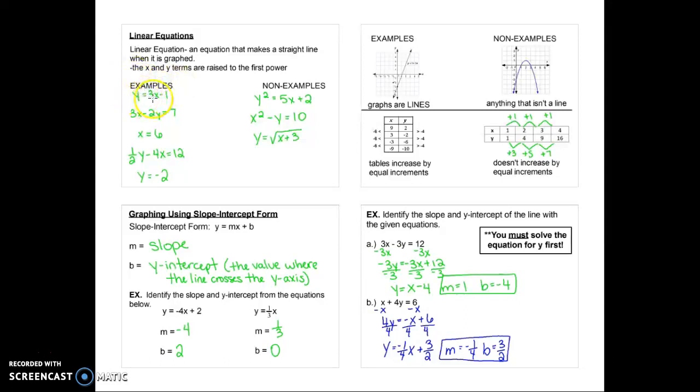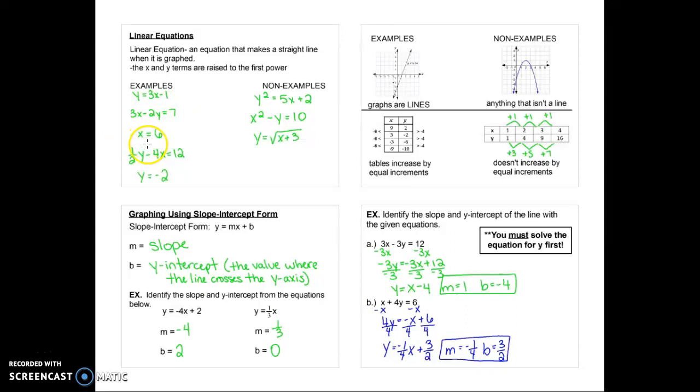y equals 3x minus 1. Both the y and the x are raised to just the first power. There's nothing special about this equation, so it is a linear equation. 3x minus 2y equals 7. Again, the x and the y are both raised to the first power. Right? There's no square roots, there's nothing else happening in here, so it is a linear equation as well.